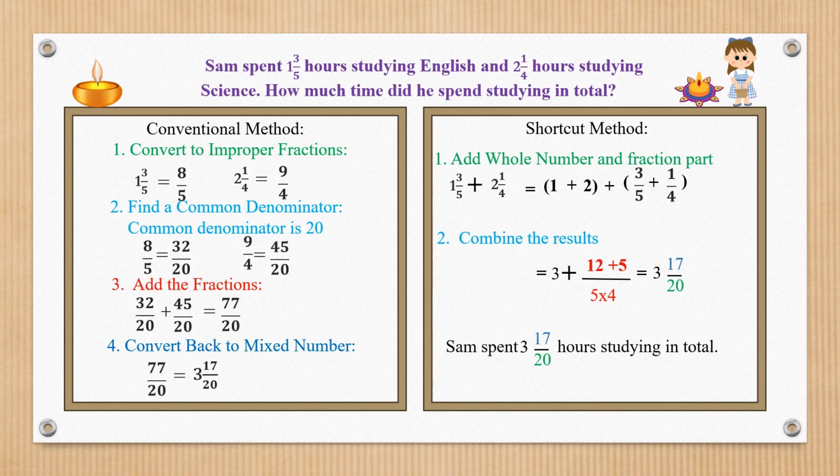Now the fourth question. Sam spent 1 3/5 hours studying English and 2 1/4 hours studying science. How much time did he spend studying in total? So it is very clear, it is based on addition, and so you can do it yourself. Conventional method, shortcut method, both are done here. You pause the video, do it yourself and verify your answer. Sam spent 3 17/20 hours studying in total.